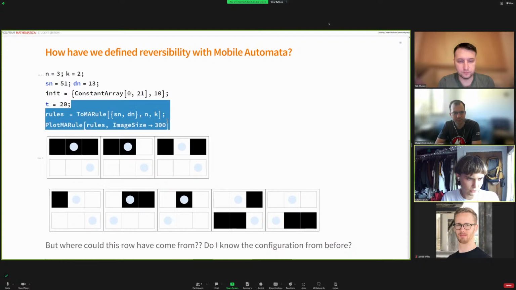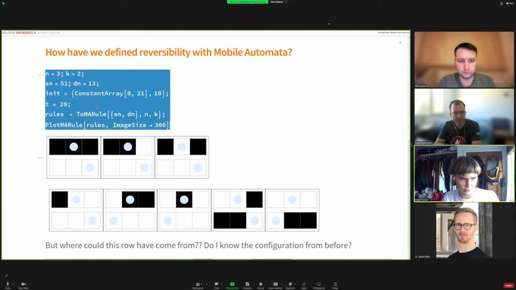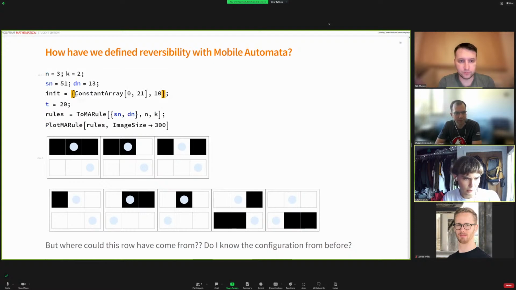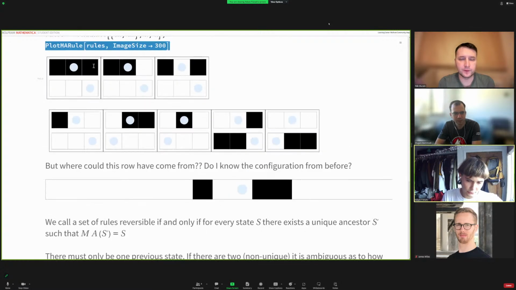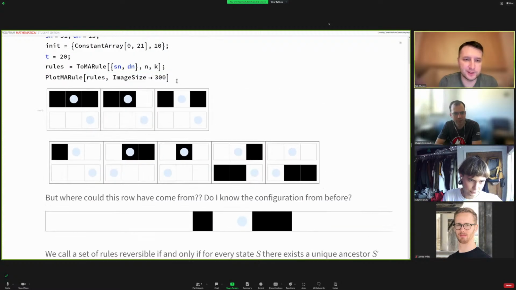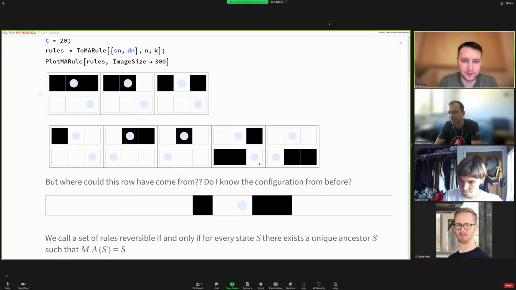Does all this code make sense? Sure. We just have a constant array of zeros, and we start off in the middle, and then our time step. And this is just a plot of the rules. So for the reversibility, is it sufficient to have a rule that has only distinct outputs? Exactly.